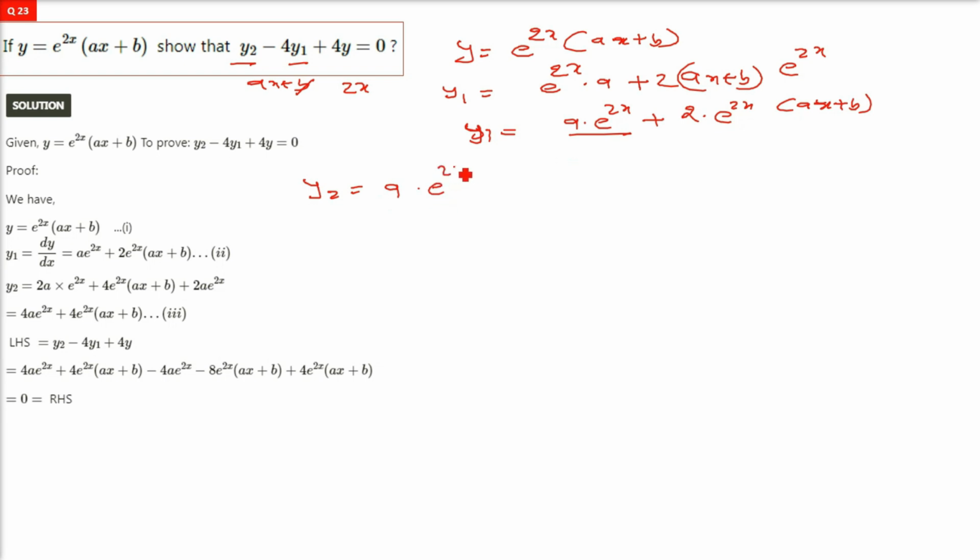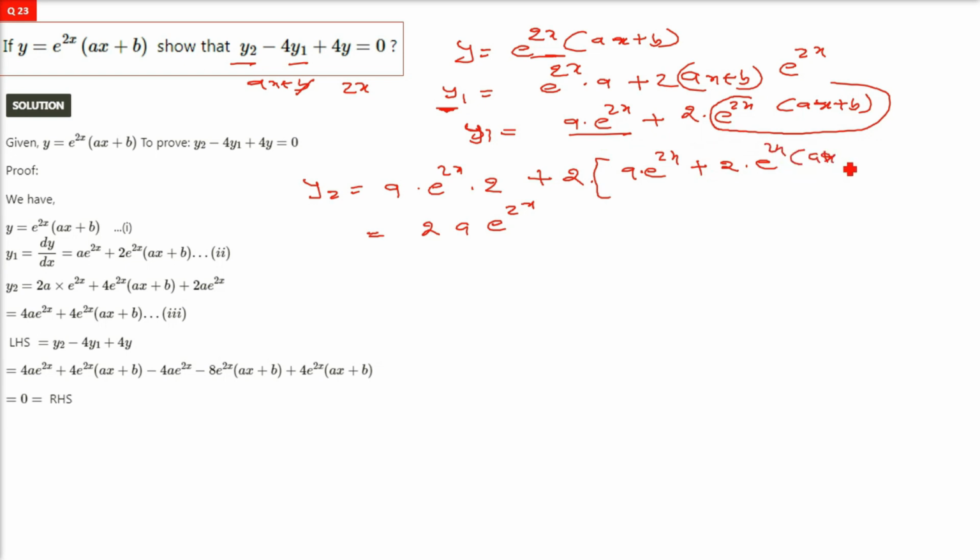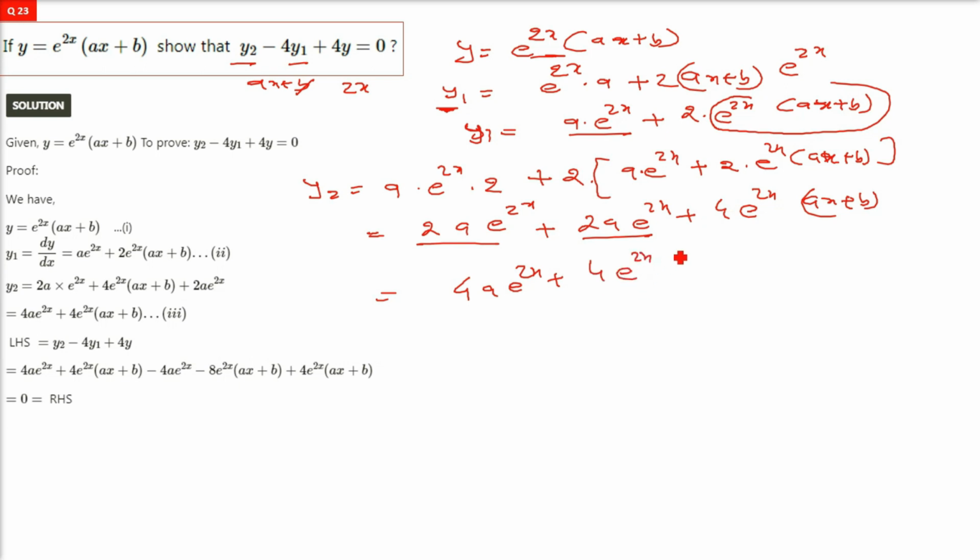So for y2, we have a e to the power 2x to differentiate. a is constant, so differentiation of 2x is 2. So we have 2a e to the power 2x as the first term. Coming to the second term, we already have a 2 here. e raised to 2x (ax plus b) is already done. This is nothing but y, and the differentiation of y, that is y1, is already done. So just take y1 and place it here: a e raised to 2x plus 2 e raised to 2x (ax plus b). So multiply by 2: 2a e raised to 2x plus 4 e raised to 2x (ax plus b). 2a e raised to 2x and 2a e raised to 2x make 4a e raised to 2x. Then we have 4 e raised to 2x (ax plus b).